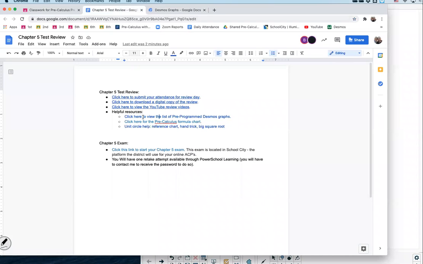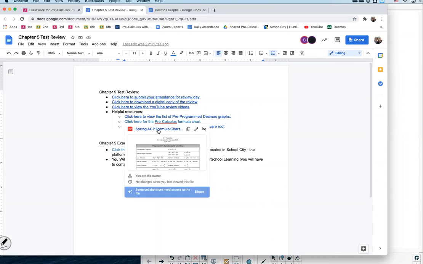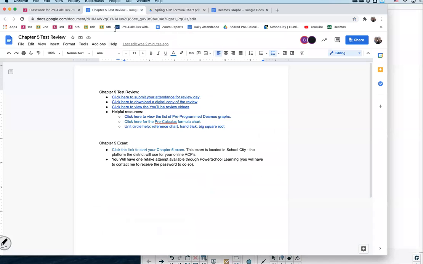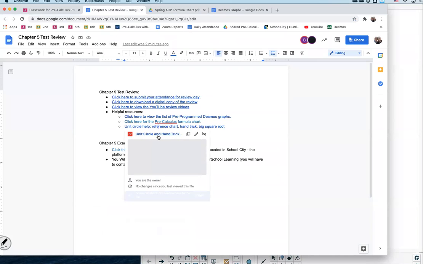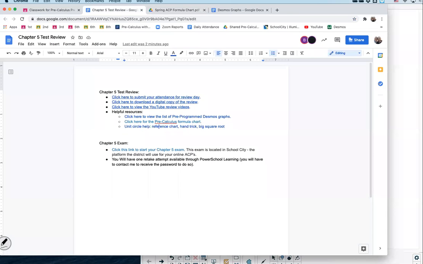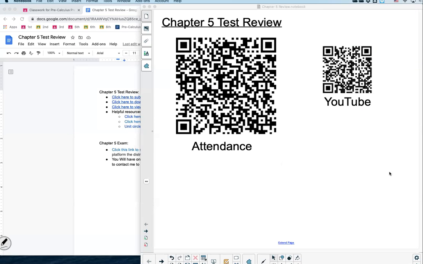So I'm going to open that up. I'm going to open up the formula chart. And a unit circle, you could open up this link. And now I'm not going to use this link just because I have a different one that I'm going to copy over when I need it onto my notebook file over here.